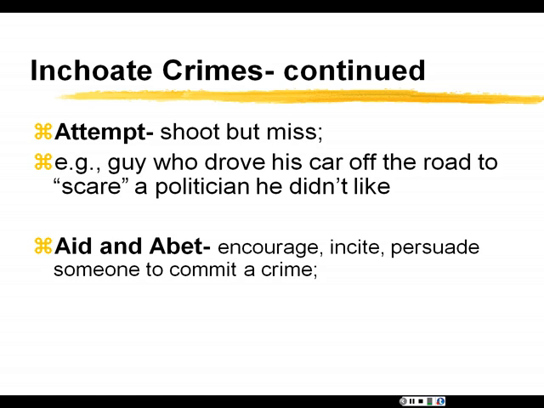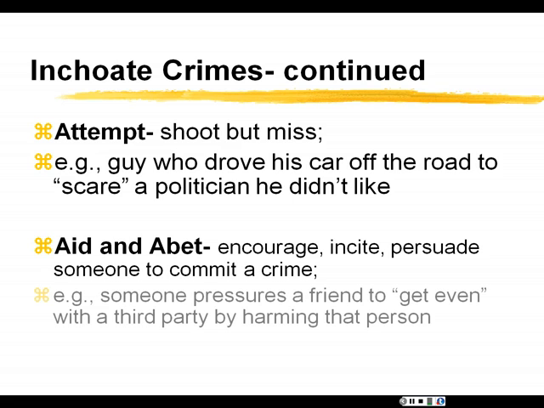So somehow you persuade someone, you assist them, maybe even inadvertently, in committing another crime. You tell somebody, "Gosh, that person said something bad about you over there. Go get them. You shouldn't put up with that." You're inciting them or pushing them towards doing this. So here's an example. You pressure a friend to get even with somebody else by harming that person.